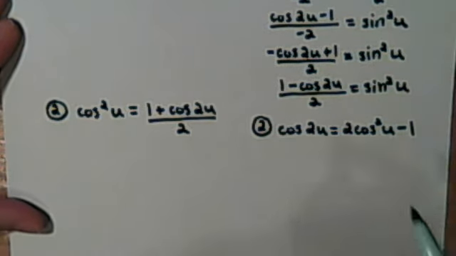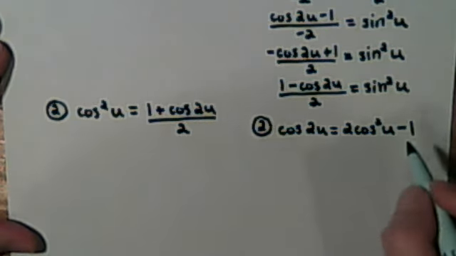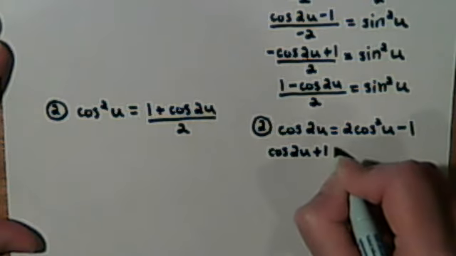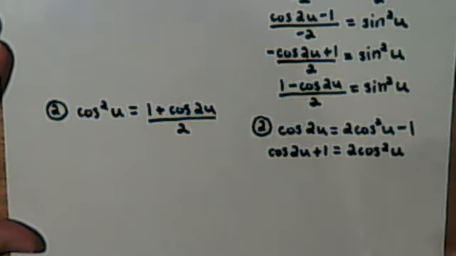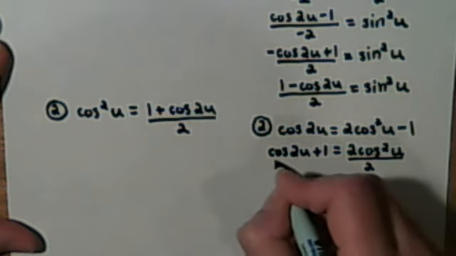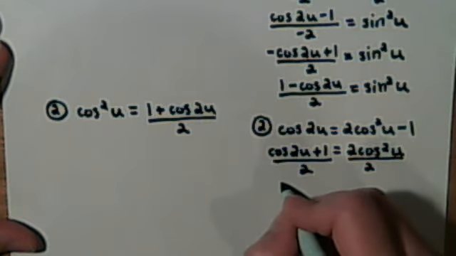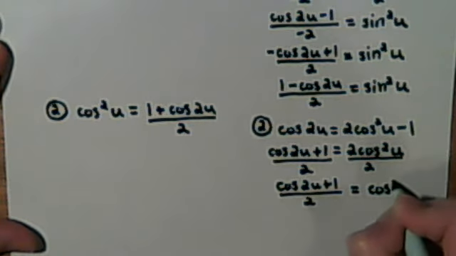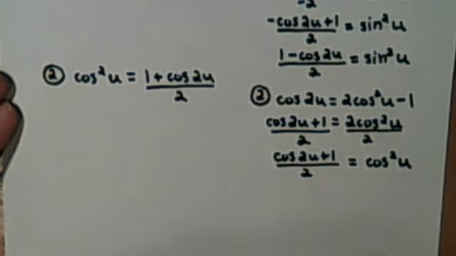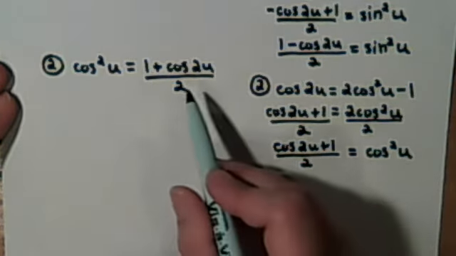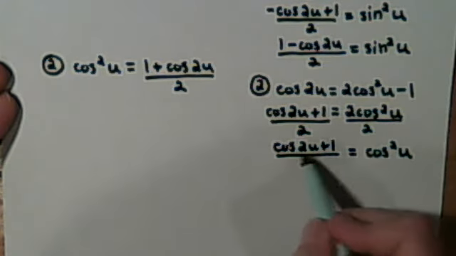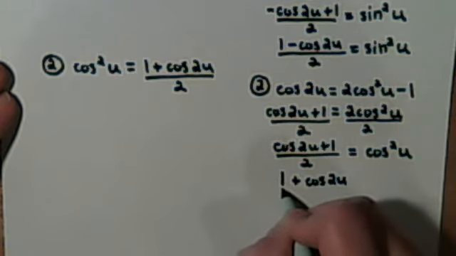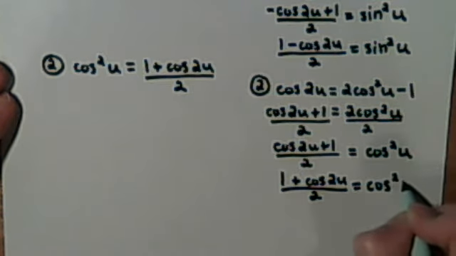So as we did with the last one, let's go ahead and solve this and isolate cosine squared of u. So we're going to add 1 to both sides. So that's going to give me cosine 2u plus 1 is equal to 2 cosine squared u. Now divide both sides by 2, and I end up with cosine 2u plus 1 over 2 is equal to cosine squared u. And again, the only difference now is these two are switched around when I wrote the formula down. But again, addition is commutative, so that is not a problem. So I get 1 plus cosine of 2u over 2 is equal to cosine squared of u.